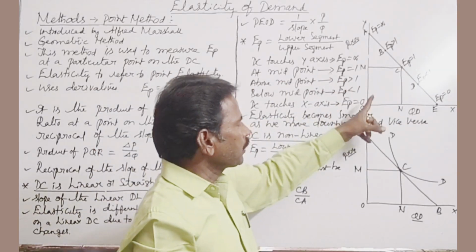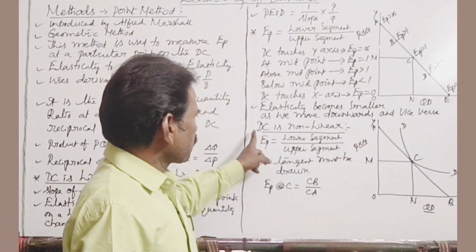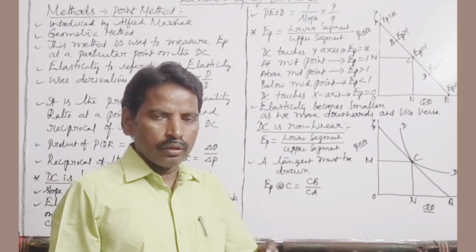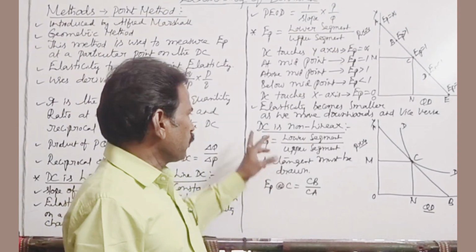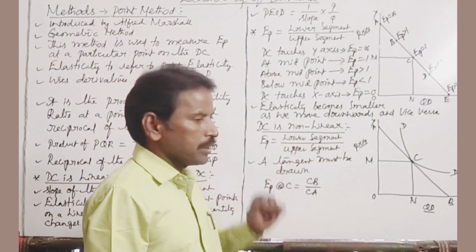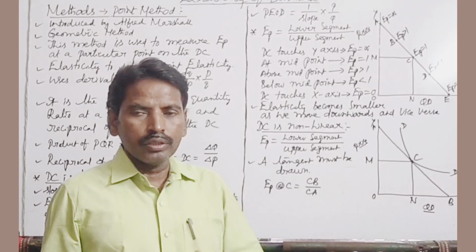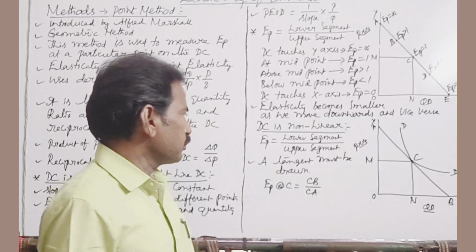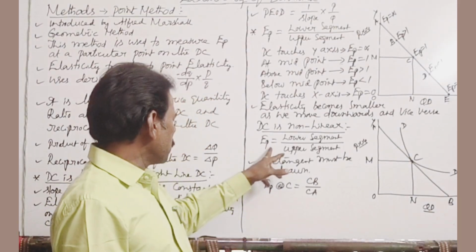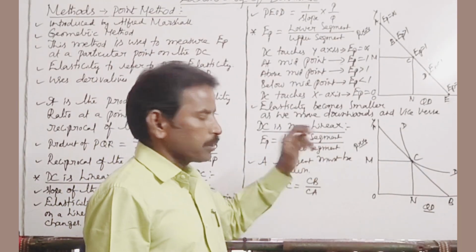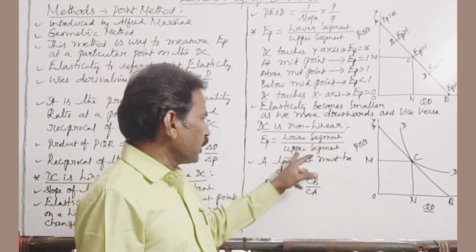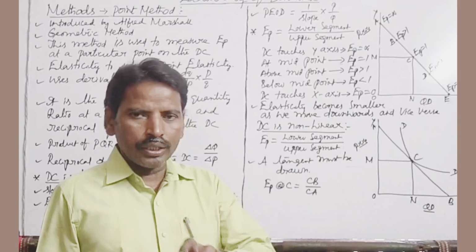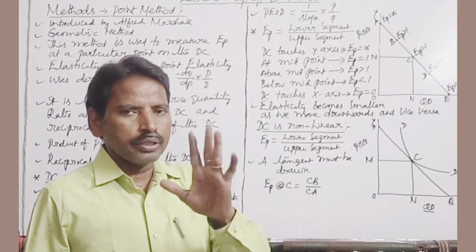Now, the demand curve is non-linear, or curvilinear. The slope of the demand curve changes. The formula is EP is equal to lower segment by upper segment. The formula is the same whether the demand curve is linear or non-linear, to measure price elasticity of demand.